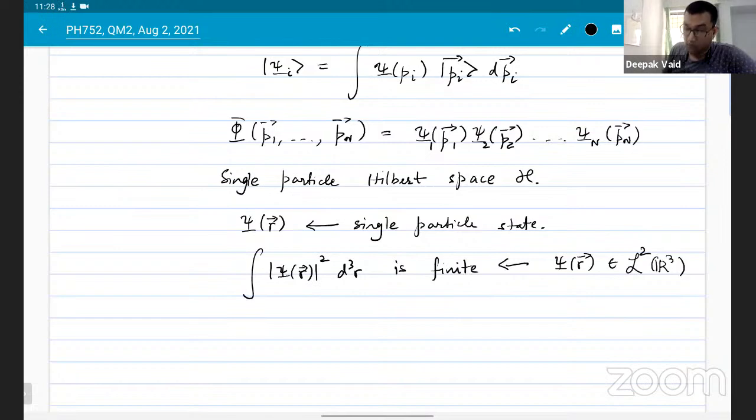Now, what would be the Hilbert space of n particles? Well, let's start with 2 particles, right? Now, this is something that I went into in some detail in our first semester also. Okay. So for 2 particles, what would be the Hilbert space? Anybody?